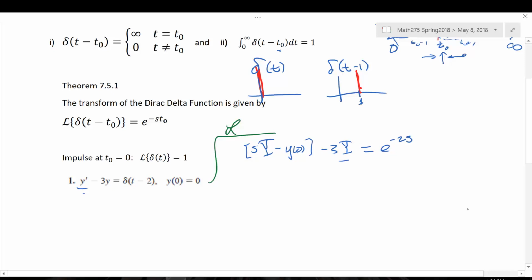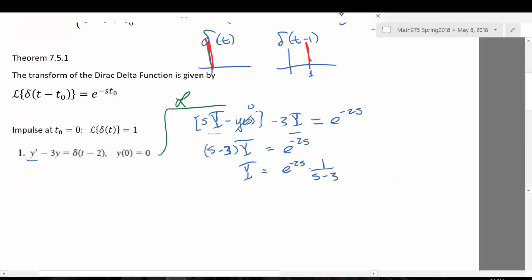So now we're in the Laplace world, solving for capital Y. So (s minus 3) factored out of Y, and y of 0 is equal to 0. That's equal to e to the negative 2s. And so Y is equal to e to the negative 2s divided by s minus 3. Now we need to get back, so we need the inverse Laplace transform of this.